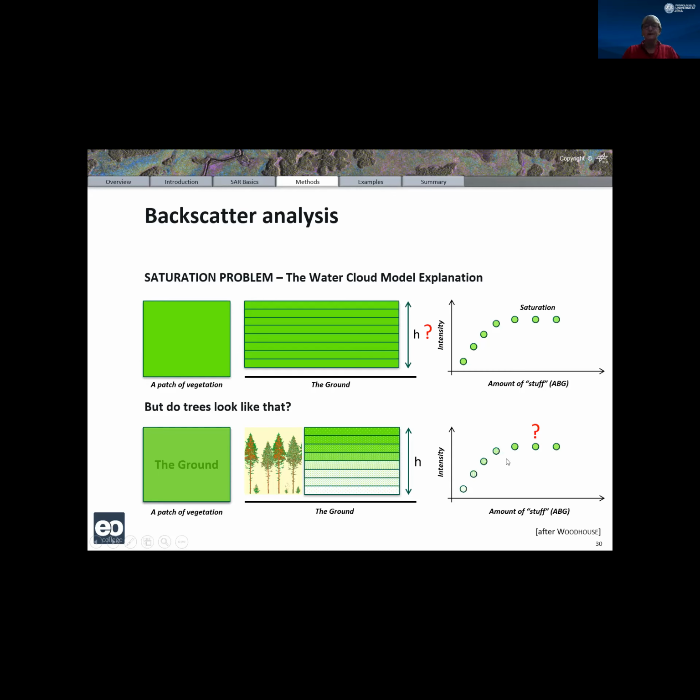So what we want to understand, if we want to develop a regression model, is what is the backscatter from the ground and what is the backscatter from the canopy? How is that relation, backscatter of ground versus the amount of biomass?